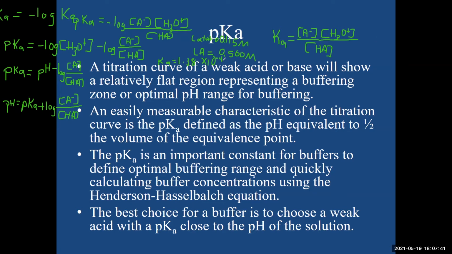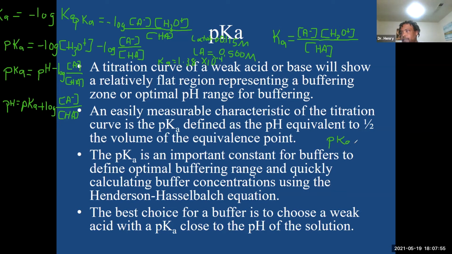Okay, so do me a favor, take the minus log of the Ka. We're going to calculate the pKa. So in this case, it's going to be minus log of 1.38 times 10 to the minus 4. What do you guys get?